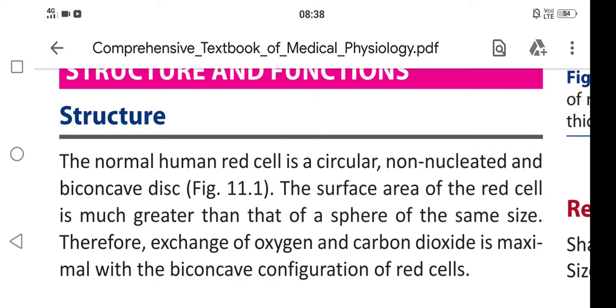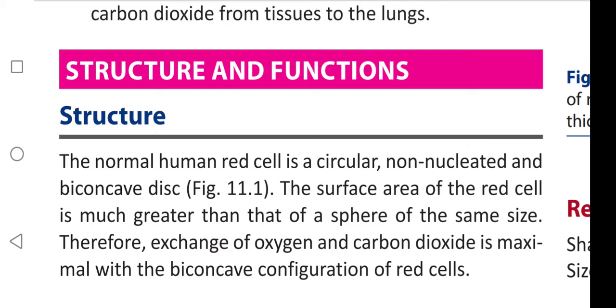The surface area of a red cell is much larger than that of a sphere of the same size. Therefore, exchange of oxygen and carbon dioxide is maximal with the biconcave configuration of red cells.